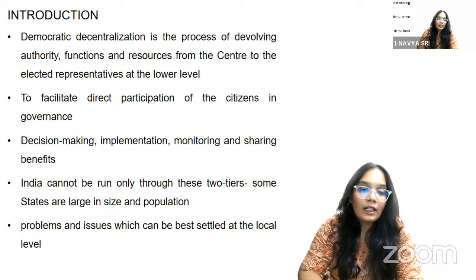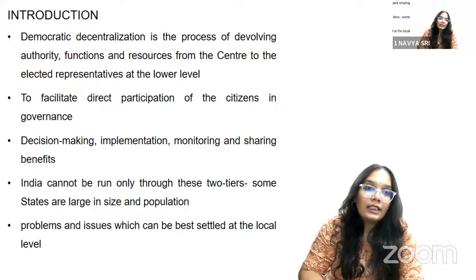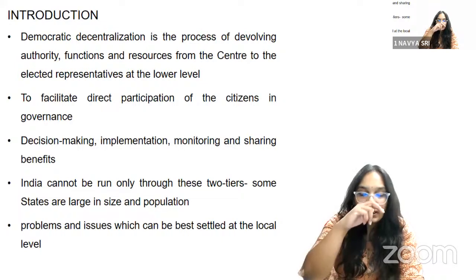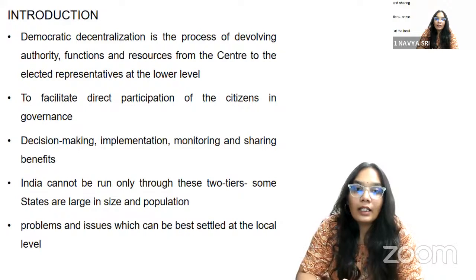Then, India cannot be run only through these two tiers. Some states are larger in population. So what is the need for decentralization in India? Because this is just a two-tier system. What is the two-tier system in India? The two-tier system is the center and the state. This two-tier system cannot function as such. So this shall be addressed so that citizens' participation will be higher, citizens will be involved in governance, and citizen-centric policies could be addressed. Governance through citizens' participation will make political authorities act more responsibly towards policy making and policy implementation.